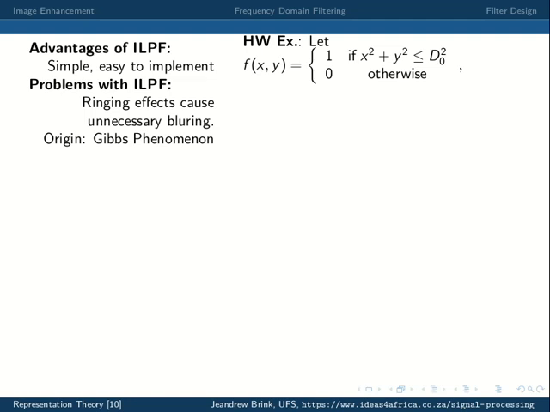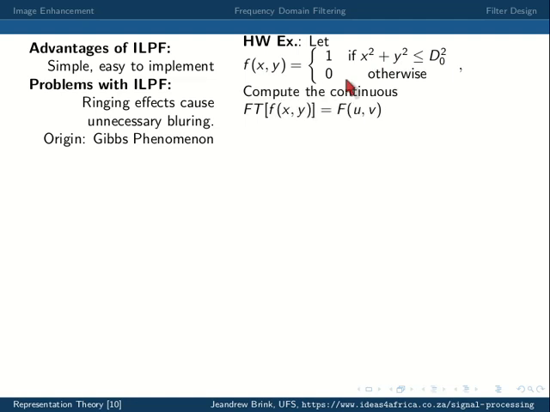Okay, so let us have a look at an example. So here's just another way of writing the ideal low-pass filter. We have some function f of x, y, which equals 1 if x squared plus y squared is less than or equal to D0 and 0 otherwise.